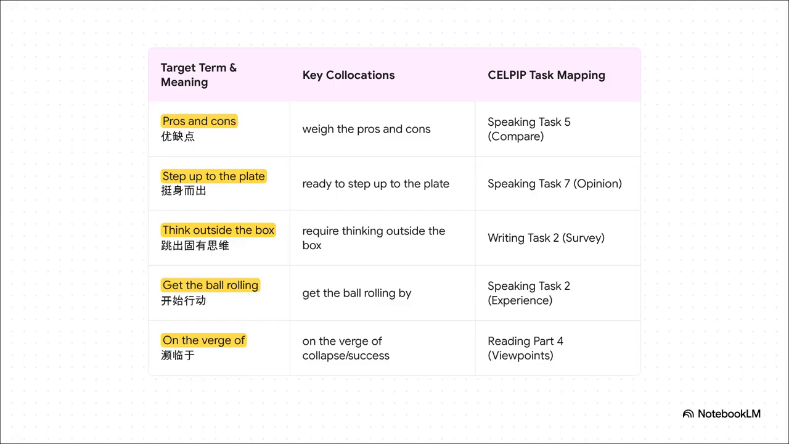Notice how these next idioms naturally shape native arguments. First, pros and cons. When comparing options in speaking task 5, tell the rater you really need to weigh the pros and cons. Next, step up to the plate. 挺身而出. Raters love this. Show you're ready to step up to the plate and take responsibility in task 7.